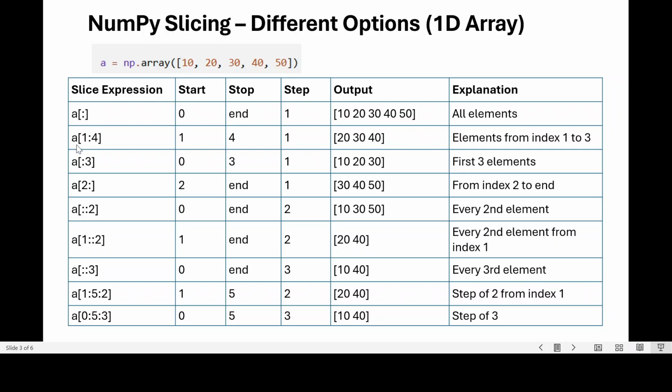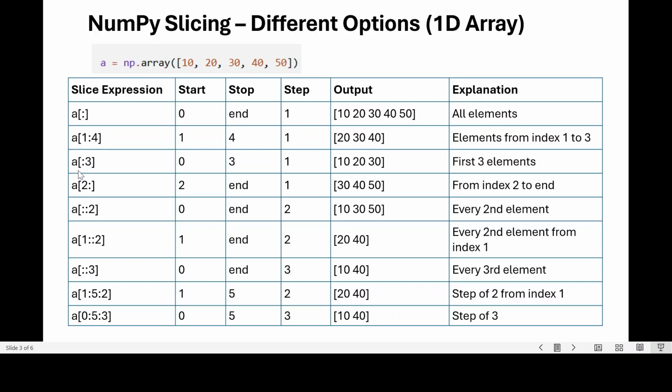The next expression is a of 1 colon 4. Here slicing starts from index 1 and stops before index 4. Therefore, the elements at indices 1, 2, 3 are selected. So the output is 20, 30, 40. Remember, the stop index value is always excluded.